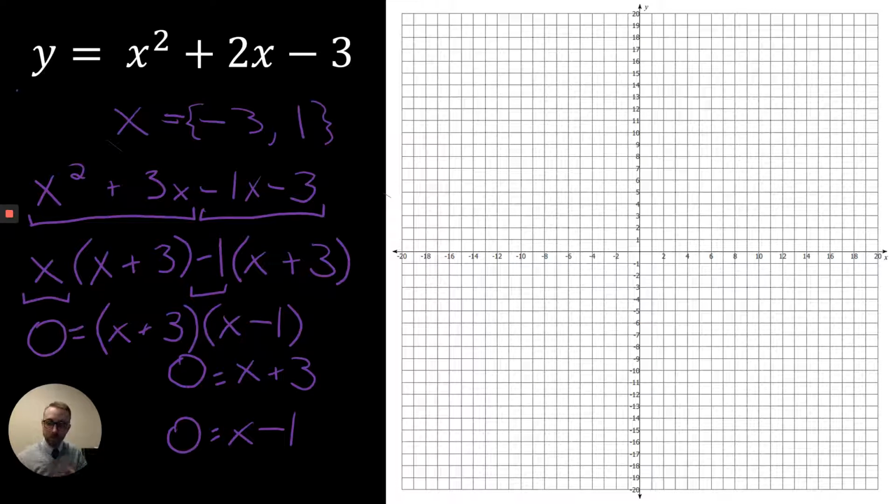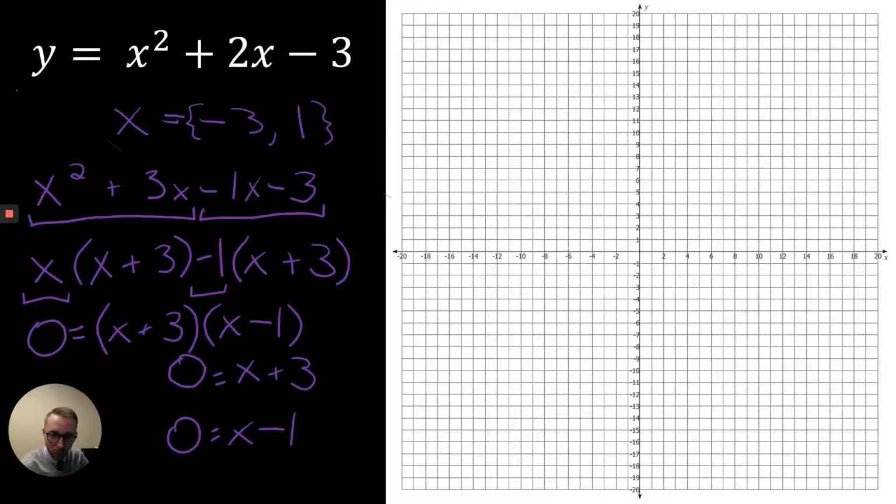And I told you expect two solutions. When we get to this point, expect there to be two solutions to this problem. And here we have it. We have -3 and +1. Those are my two solutions.